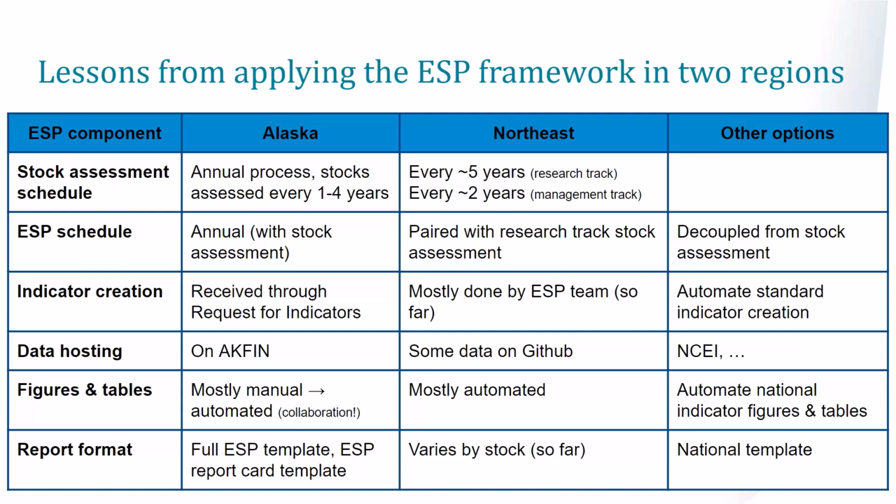The Alaska Center is now testing out their request for indicators process, soliciting contributions from contributors, whereas in the Northeast, we've kind of defaulted to having the ESP team create a lot of the indicators through spatial analysis of global data sets. And that's reflective of some of the spatial methods that we had already developed as part of our State of the Ecosystem report, taking those and adapting them for our ESP needs. But those aren't the only two options.